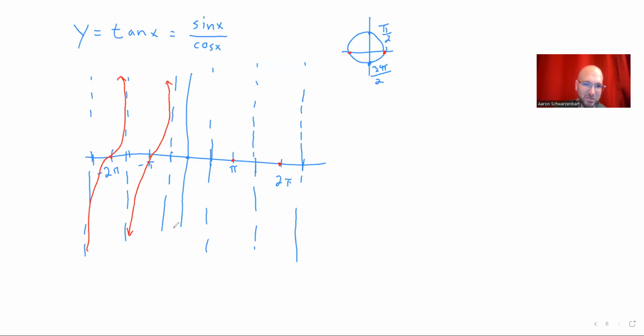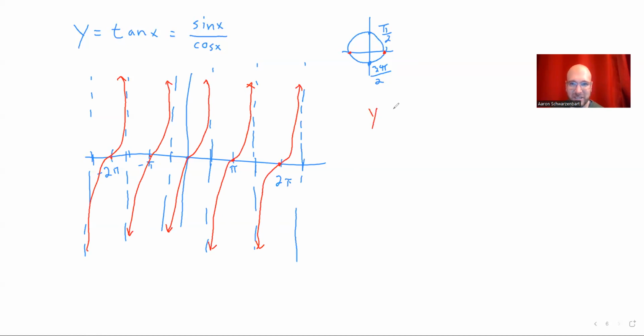It's important to note where to put your asymptotes, because it's easy to screw this up. And that's why I specifically did the sine over cosine, so you can see where that is.